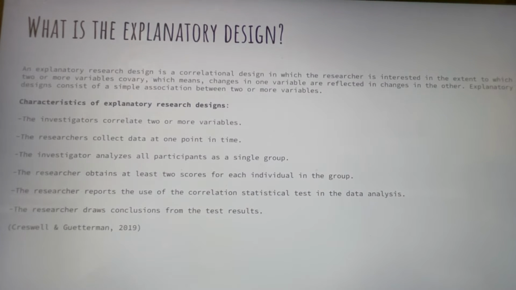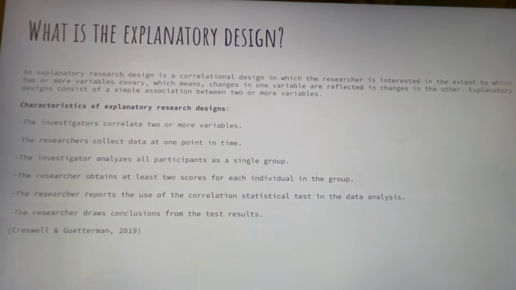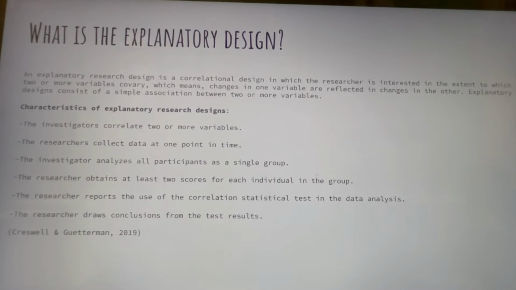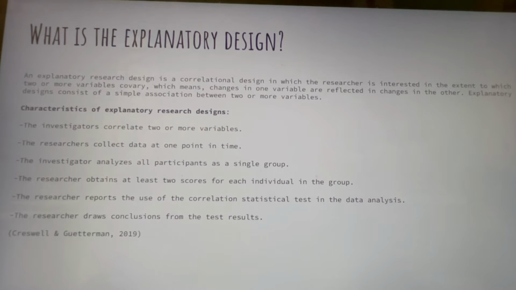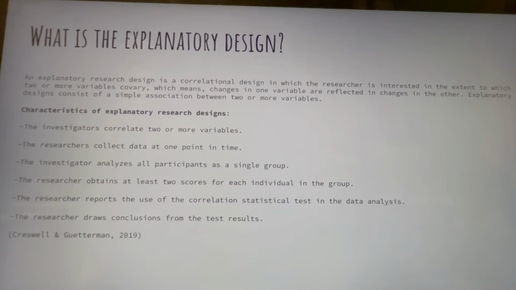Characteristics of explanatory research designs. The investigators correlate two or more variables. The researcher collects data at one point in time. The investigator analyzes all participants in a single group. The researcher obtains at least two scores for each individual in the group. The researcher reports the use of the correlation statistical test in the data analysis. The researcher draws conclusions from the test results.